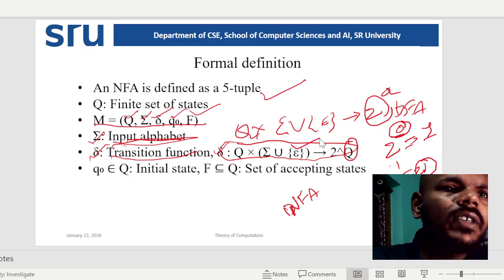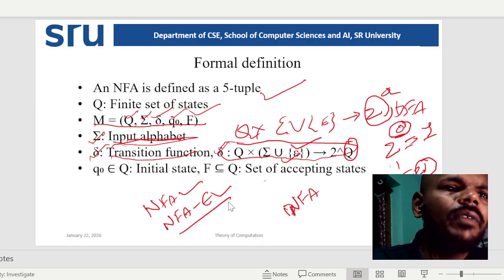Here there is one more function, that is epsilon. Epsilon may also be present. If epsilon is not present, then we can say it is an NFA. If epsilon is present, then it is an NFA with epsilon. So there are two kinds of automata. Epsilon may be present or may not be present; not every NFA has an epsilon transition. If an epsilon transition is present, we call it an NFA with epsilon. If an epsilon transition is not present, we call it an NFA.